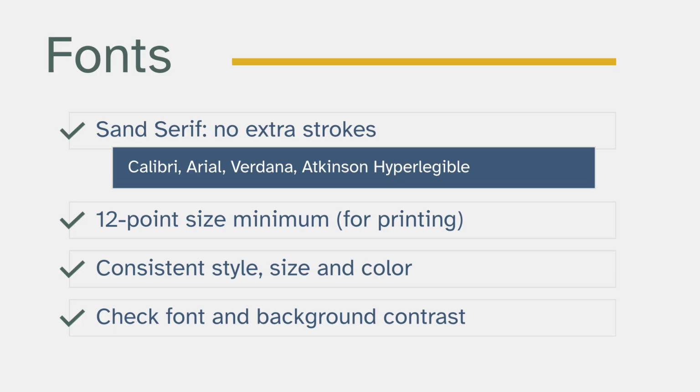Use a minimum of 12-point font size for printed materials, and ensure consistency in font style, size, and color throughout your text and slides. Finally, always check for sufficient contrast between font and background colors to ensure readability for all learners. An off-white background with dark gray font is a good default choice.